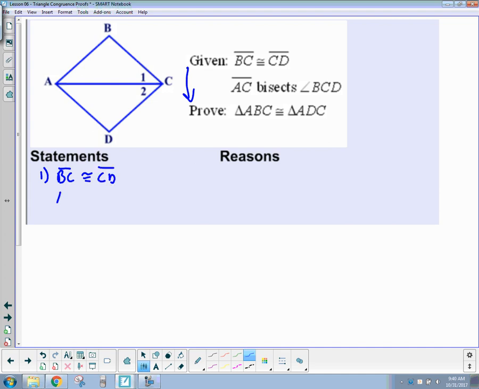I'm going to take care of it in one line. Let's see, AC bisects angle BCD. And again, the reason is going to be given. Number 2. Now, the goal here is to try to prove that these triangles are congruent. We need to use what's given to make some congruency marks and figure out that these triangles are congruent.